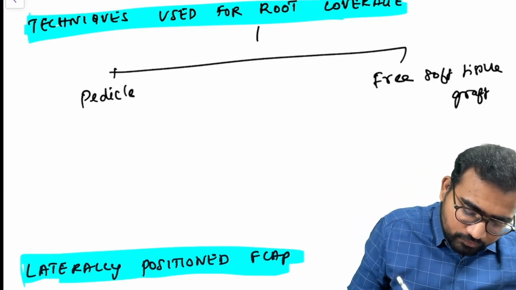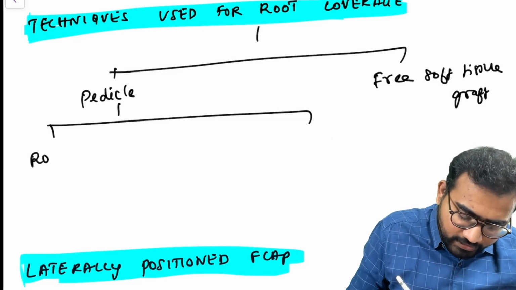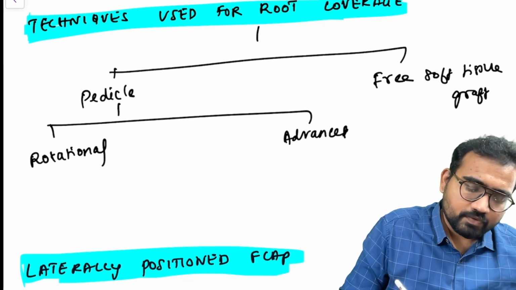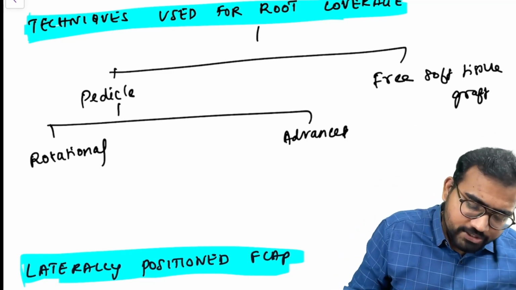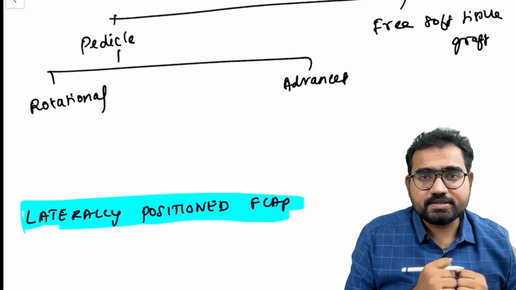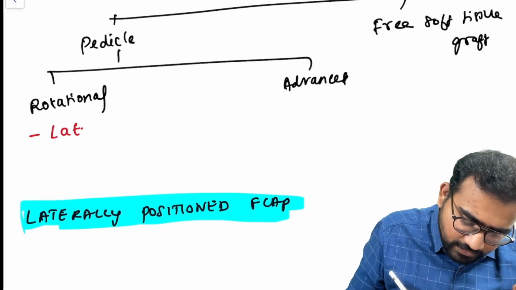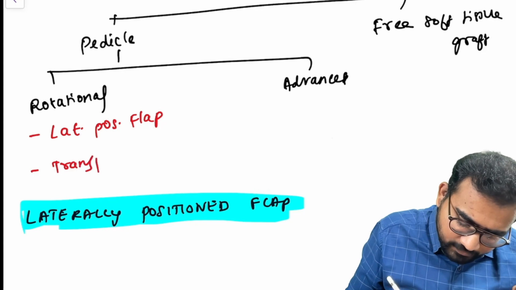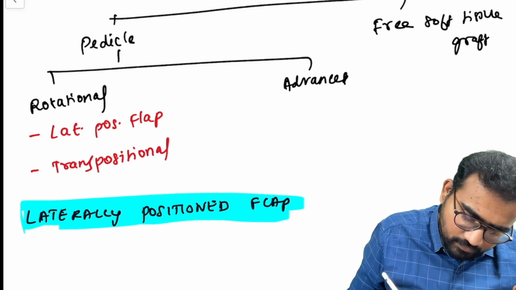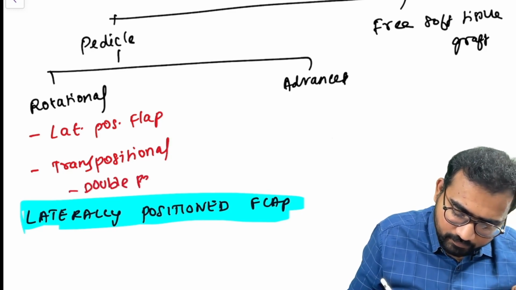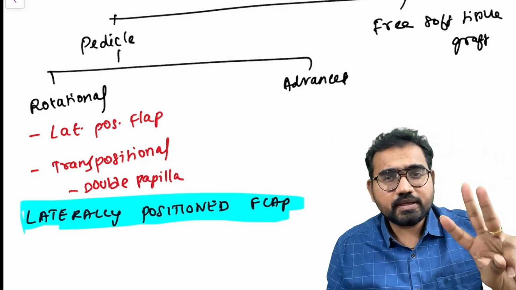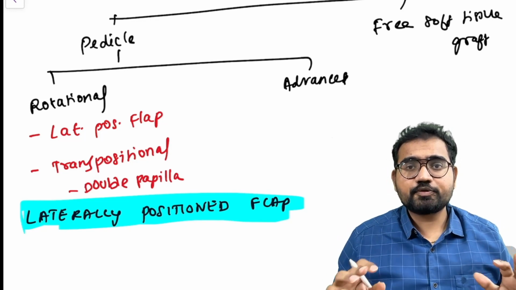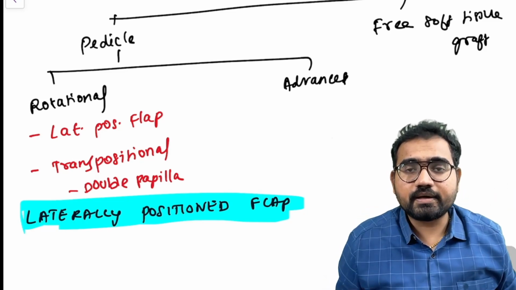the donor site, right? So, pedicle graft are again classified as rotational and advanced flaps. Rotational and advanced flaps. So, the rotational flap, I am just rotating it from the adjacent side, right? So, laterally positioned flap, transpositional flap, double papilla flap. So there are three rotational flaps. One is laterally positioned flap, transpositional flap, double papilla flap. So laterally positioned flap is nothing but I am just pulling it laterally and I am just suturing it.